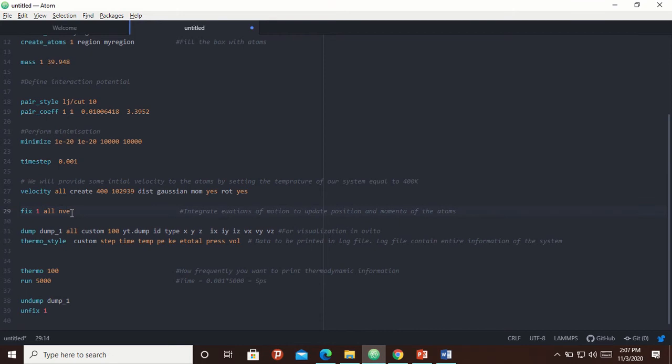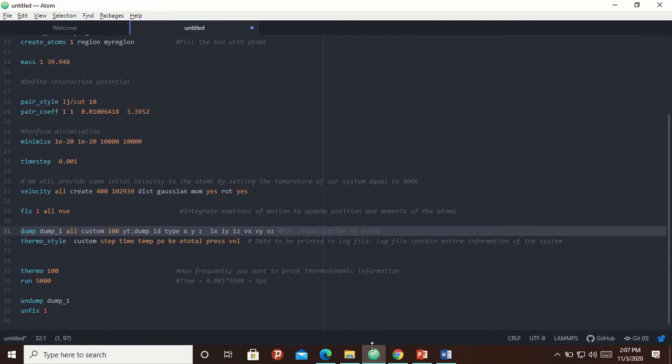Okay, and after that I will use the dump command. So what is the use of dump? It is mostly used for visualization in OVITO or other visualization software. So it is a kind of output file, and I will show you how we can see our simulation box or our system in OVITO later in this video. But first, let us look at the structure of this dump.